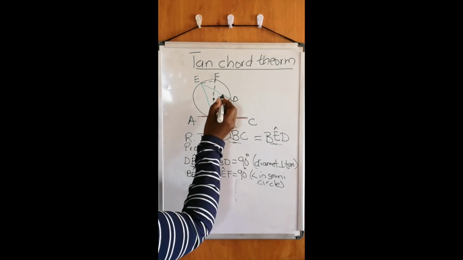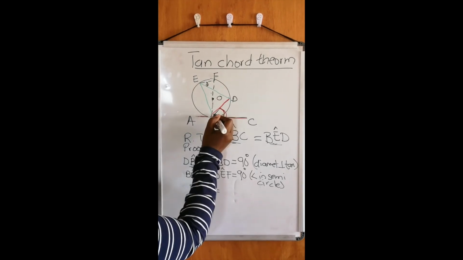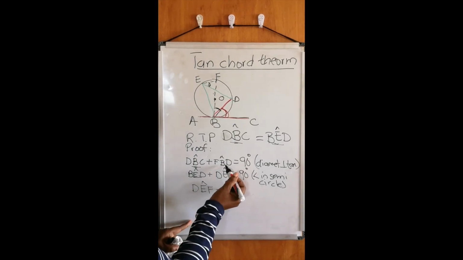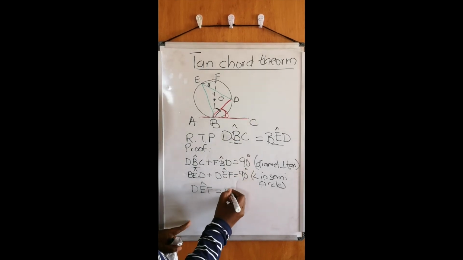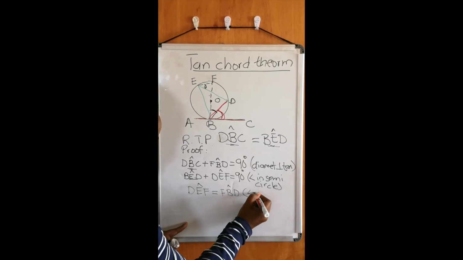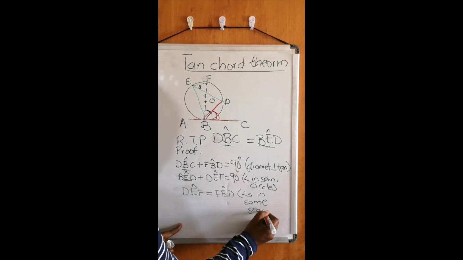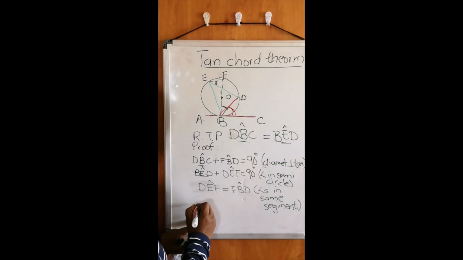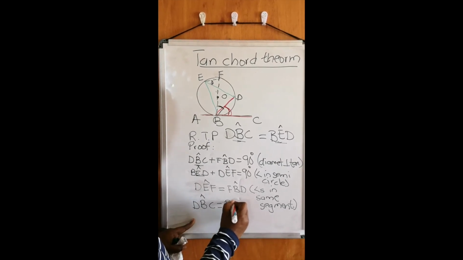DEF, that angle there, is equal to FBD, that angle there. And why are they equal? Angles in the same segment. Now, if these two angles are equal, then we've done our proof. DBC is equal to BED.